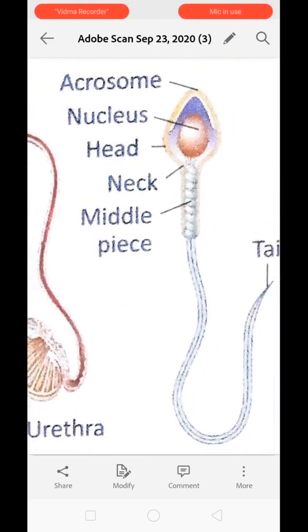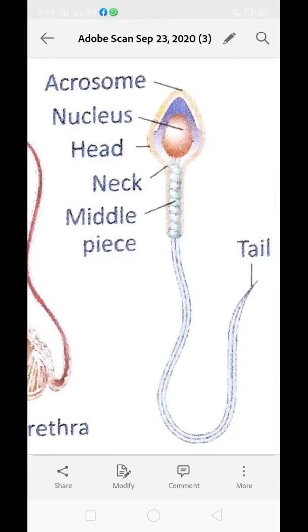How does sperm look like? This is the structure of sperm. You can see three distinct regions in the sperm. The first one is called head, the second one is called neck, and the third one is called tail. In the head region, the sperm has an acrosome. It is very essential. It has digestive enzymes in the acrosome. This digests the membrane of the ovum to penetrate the nucleus inside it.